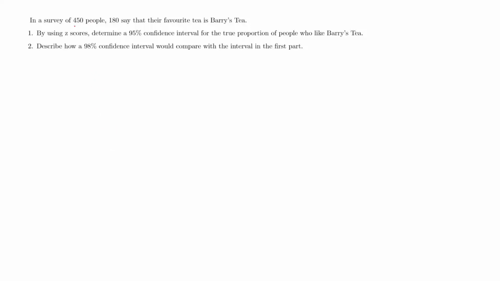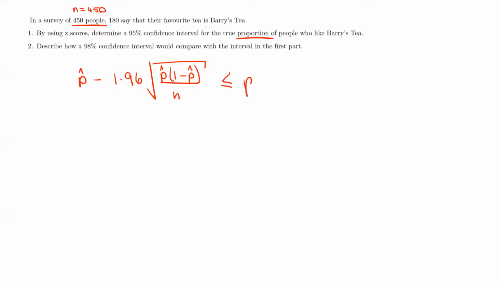So if we look at this, guys, we know n, that's going to be 450. And in this case, they're asking for a proportion or a percentage of people. And we know when we're asked to find the proportion or percentage of people, we use the second confidence interval, which is p hat minus 1.96 times the square root of p hat, 1 minus p hat, all over n, and that's going to be less than or equal to p, which is less than or equal to p hat, plus 1.96 times the square root of p hat, 1 minus p hat, all over n.